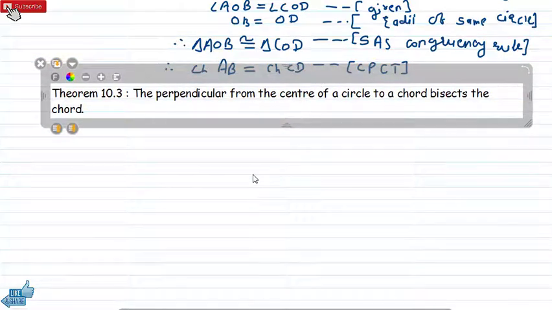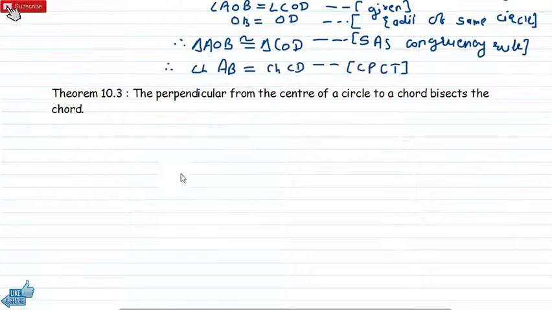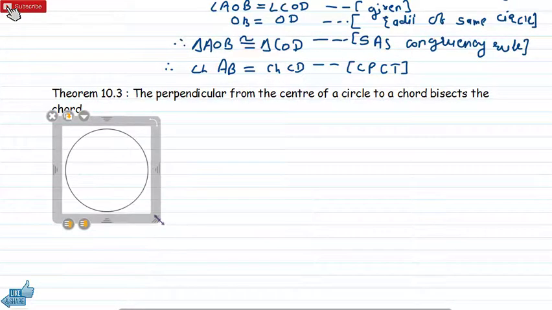Okay, so I just write here theorem number third. Now the theorem number third is very simple theorem. Let me first of all take the circle. The perpendicular from the center of a circle to the chord bisects the chord. This is a really very simple theorem.